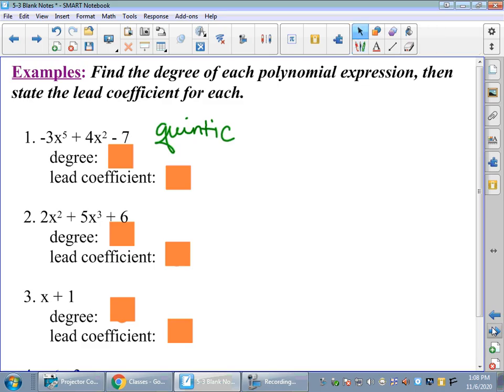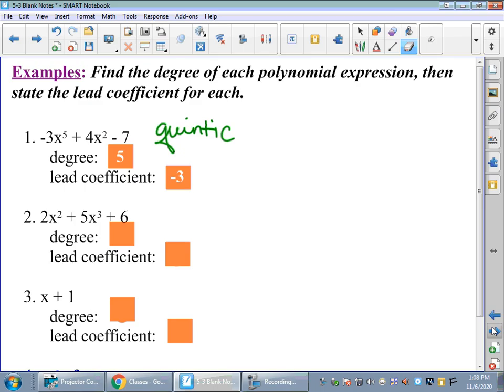And its degree is 5 because that's the largest degree. And then you look at the number out in front of that degree and it's -3. So that's called the lead coefficient. The degree and the lead coefficient tells us a lot of information about our function.